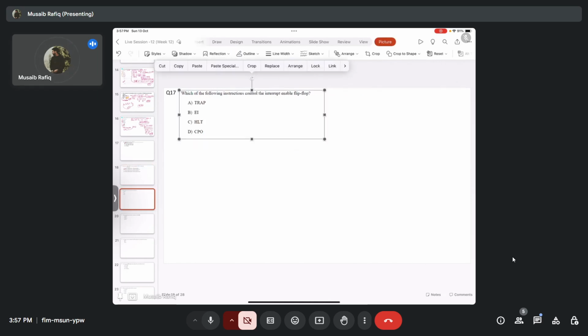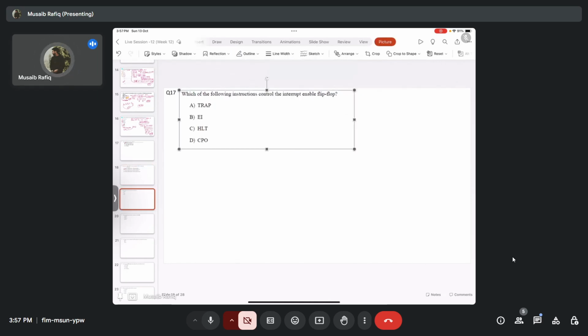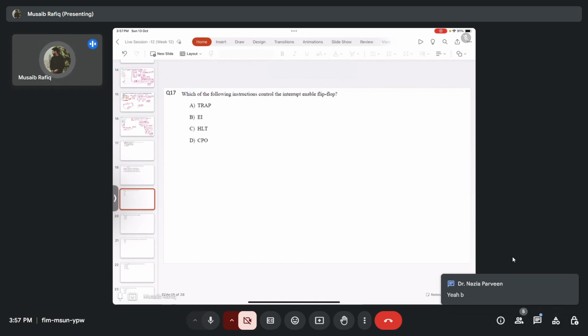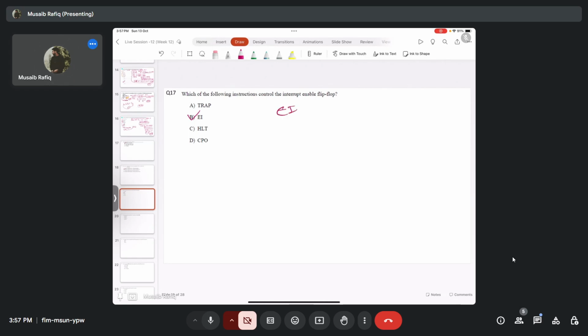Then question number 17. Which of the following instructions control the interrupt enable flip flop? Option A trap, option B EI, option C halt. Option B, yeah, EI. Correct. So basically there are two instructions that can control the interrupt enable flip flop. These are EI and DI.